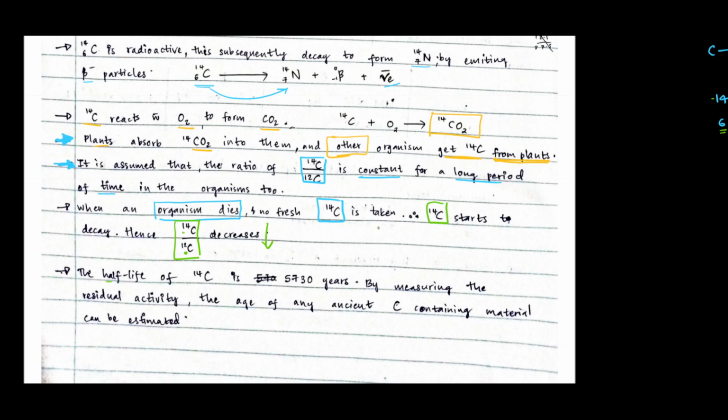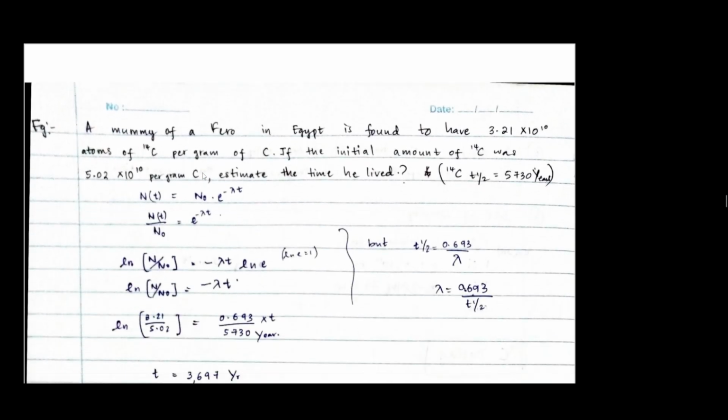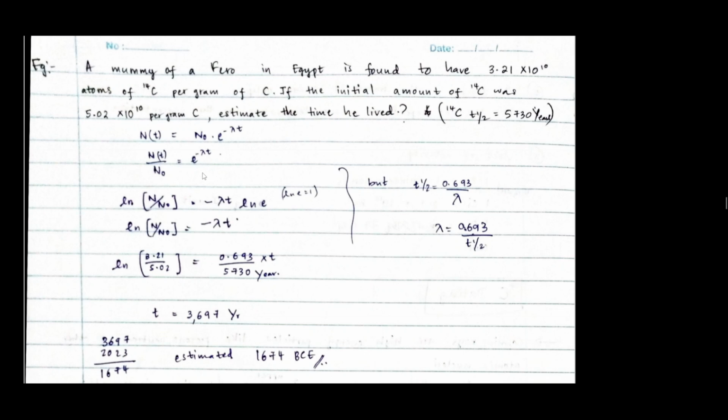And if we look at the half-life of C14, it is almost 5730 years. So, by measuring the radioactivity today, at the current situation, we can estimate the age of that carbon containing material. Hope the idea is clear. Let's look at one example, then you will understand the idea much clearer.